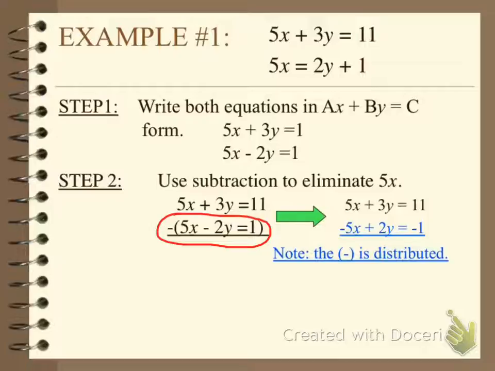I want to point out that in step 1, this really should be 11. That was just a typo for that to be left off. So if you look at our original equation, 5x plus 3y equals 11, so we'll try to keep that the same. So we've distributed the -1.